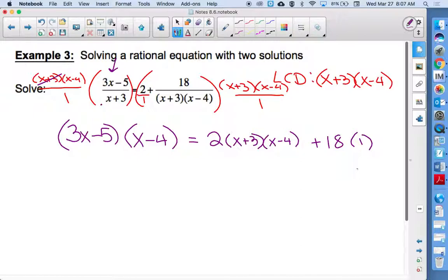So looking to see what was in the numerator, and then next to it was the piece that was missing from the denominator. So it was missing an x minus 4. The 2 was missing both parts. The 18 wasn't missing anything.